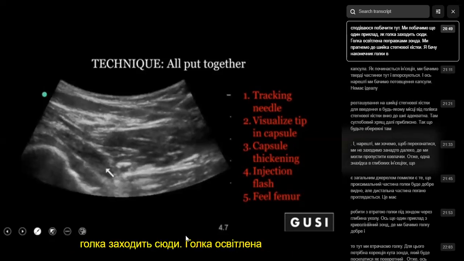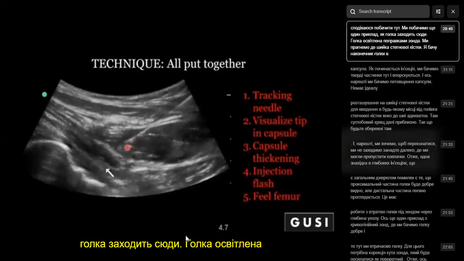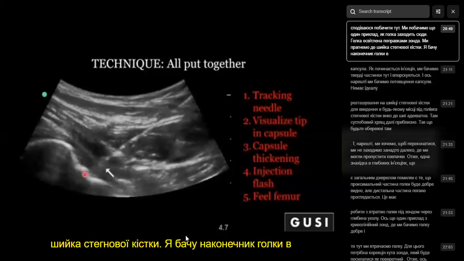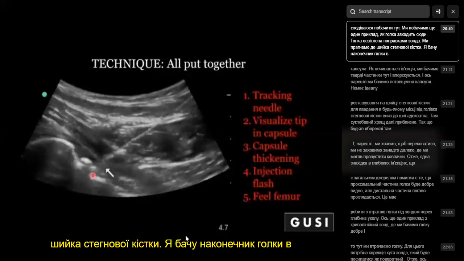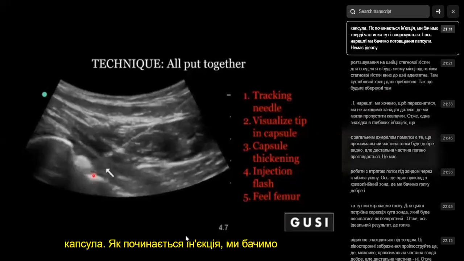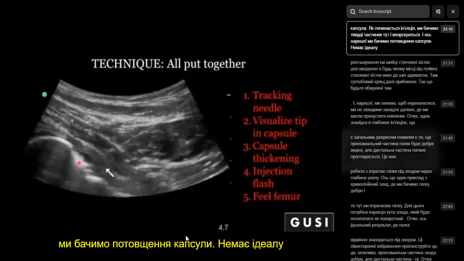Here we'll see another example as the needle comes in. Here, the needle is clarified by corrections of the probe. We're aiming for the femoral neck. I see the needle tip in the capsule. As the injection begins, we see the particulate matter here in the injectant. And then finally, we see the capsule thickening.